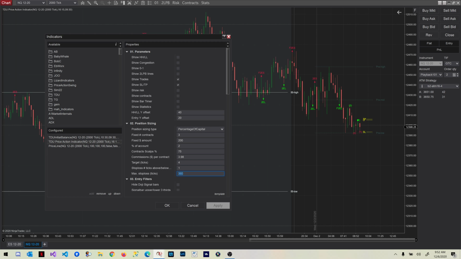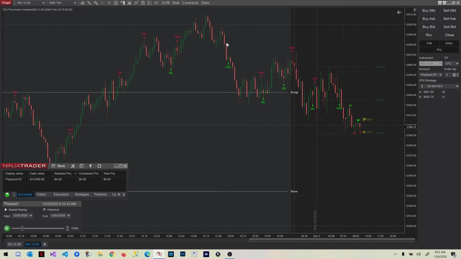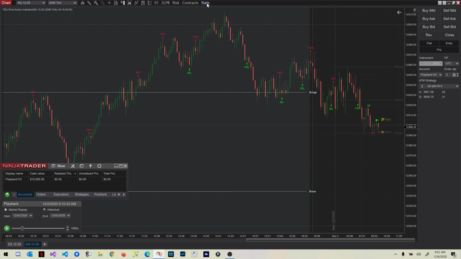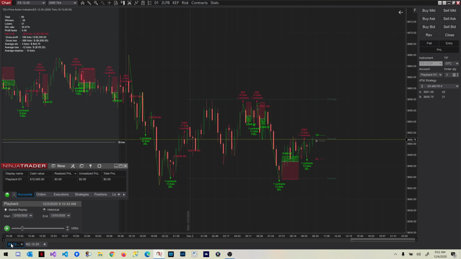Now you might ask, what should I put in here then for any chart? Because I now just chose a random number, 360, but is this the correct number? Well, you can always click on the stats, like here. Why is it not showing any stats? Oh yeah, it's showing on this chart. Now let's take it on the ES.